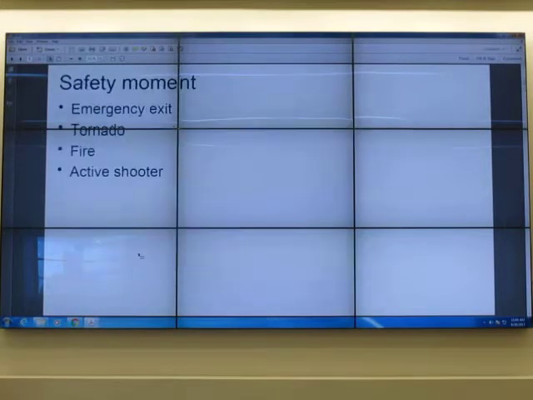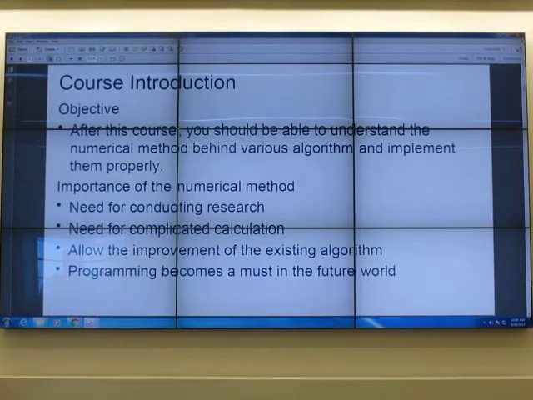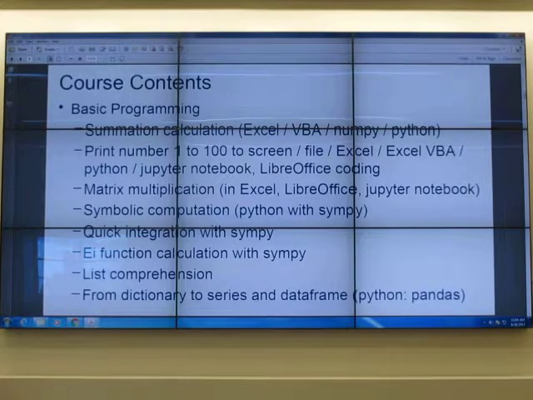Of course, let me introduce myself. What is my name? Office 236 is my office, and the material is copyleft, no rights reserved. You can copy, distribute, do whatever you want. Okay, course content. We will start with basic programming. We will go through Excel VBA and NumPy and LibreOffice.